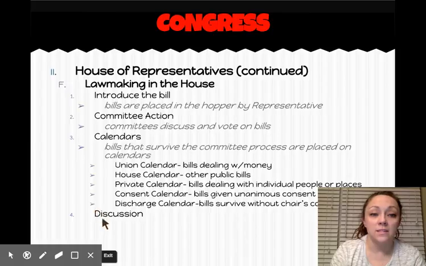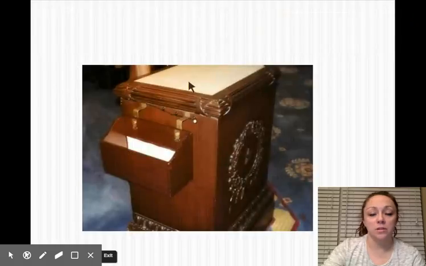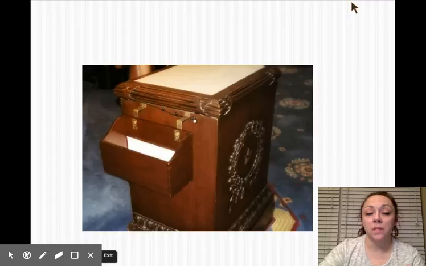And then last, once bills have made it through the committee process, they're placed on the calendar, and then they're discussed in front of the entire House of Representatives, and then they're voted on. So I'm going to go ahead. Oh, there's the picture of the hopper. It's just a big box. And I'm going to go ahead and stop there for today. If you have any questions, let me know.